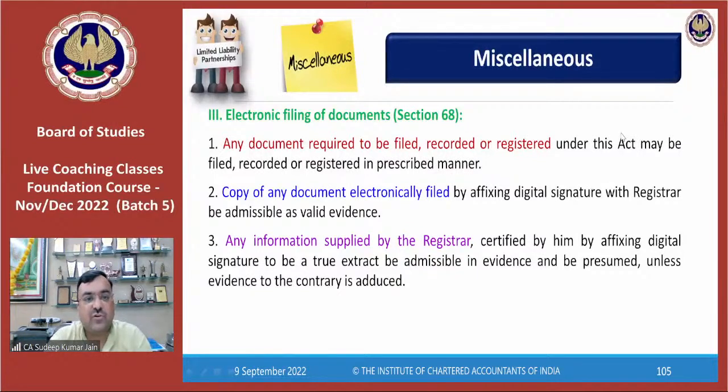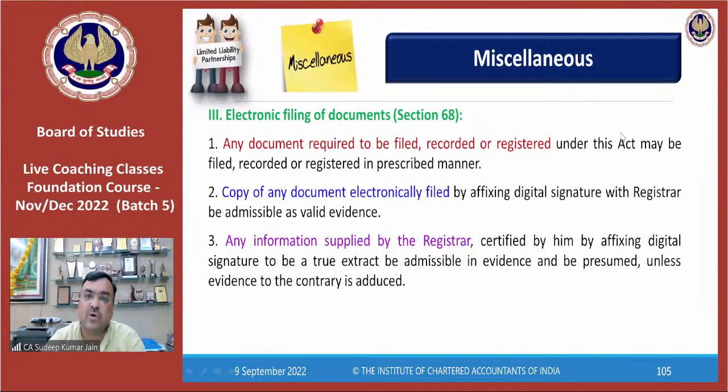इलेक्ट्रॉनिक फाइलिंग ऑफ डॉक्यूमेंट, सेक्शन 68। जो डॉक्यूमेंट हमें आरओसी को सबमिट करने हैं, आरओसी मतलब रजिस्ट्रार ऑफ कंपनीज को, वो हम ऑनलाइन फाइल करें। Any document required to be filed, recorded and registered under this Act may be filed, recorded and registered in the prescribed manner, and a copy of any document electronically filed by affixing digital signature with registrar be admissible as valid evidence.